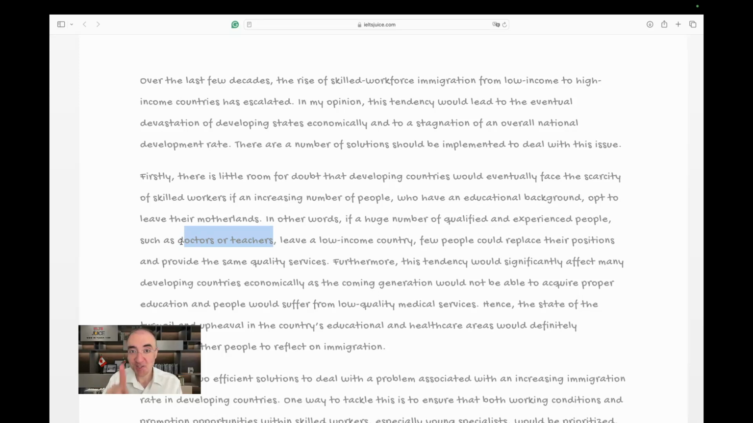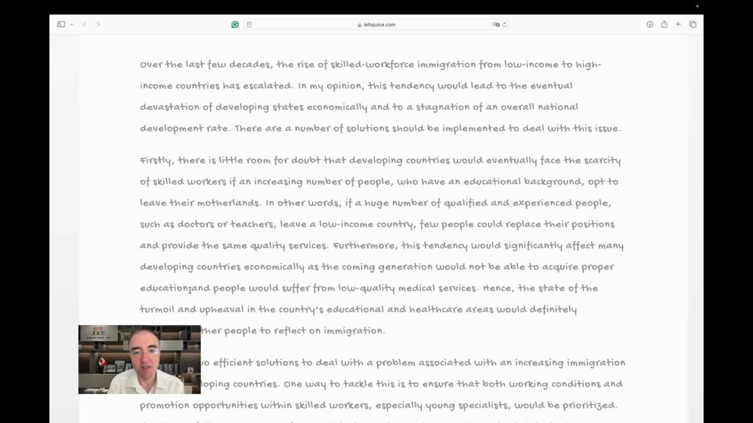smart, you touched on the sensitive areas IELTS wanted you to touch on, to just address and to show. You show IELTS that I know what you wanted to talk about, and I understand your concerns, and I am addressing those concerns. Leave a low-income country, few people could replace their positions and provide the same quality services. Yeah. Few people could replace their positions. That is correct. Furthermore, this tendency would significantly affect many developing countries economically, as the coming generation would not be able to acquire, beautiful, proper education, and people, I need a comma here, would suffer from low quality medical services. That's another problem. That's indeed a huge problem.